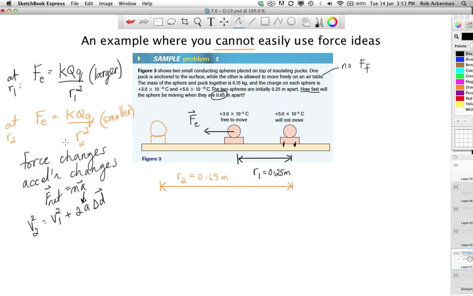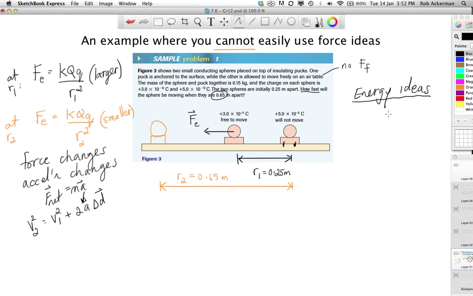This is why you really are going to have a hard time using force ideas if you want to solve this problem, which means you got to use some other idea. Well, the other idea that we've used in this course for predicting motion is energy. Let's see how this question pans out if we use energy ideas.